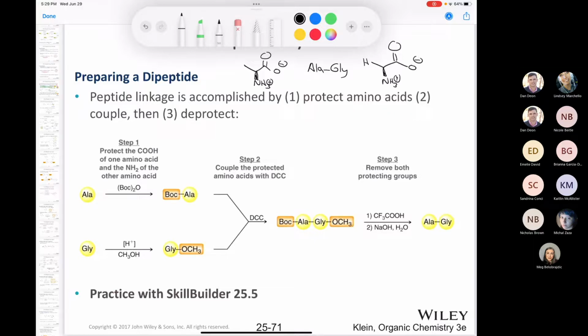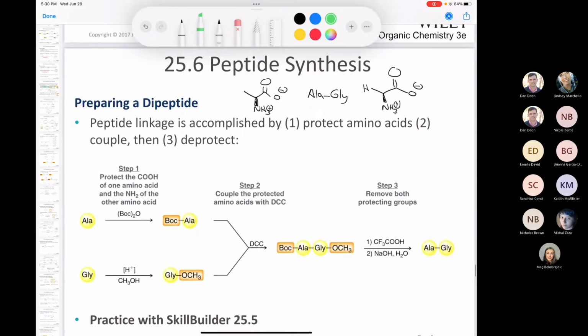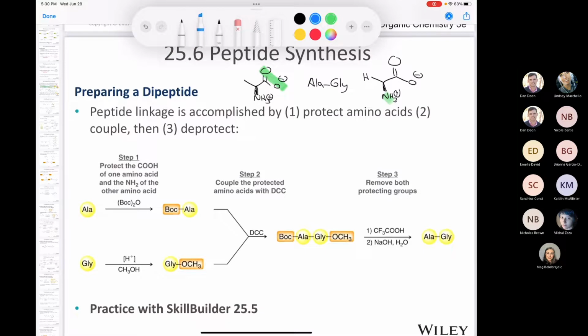Okay, so here's my two amino acids, but I want to link the carboxyl group of the alanine with the amino group of the glycine. How am I going to do that? The first thing I need to do is protect the amino group of the alanine. So I'm going to do that in this step right here. I'm going to protect it as a Boc group.